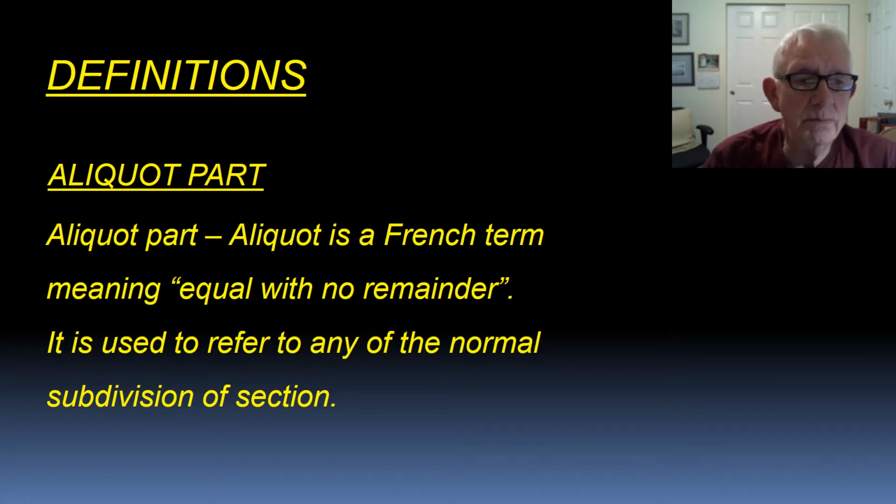First one I want to talk to you about is an aliquot part. An aliquot part is a French term, and what it means is equal with no remainder. And it's used for any of the normal subdivisions of section. Now you'll see this as we go on, and I'm just going to refer to them as aliquot parts. But before we do, let's take a look at a couple more definitions that we're going to need to know.